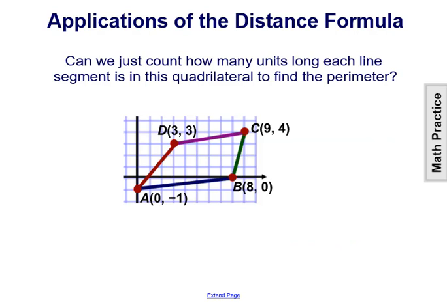For example, can we just count how many units long each line segment is in this quadrilateral to find the perimeter? Think of what's the difference between this shape and the last shape where we just did that process. Think about what other methods we could use to find the perimeter, or what we now need to fall back on if we cannot just count.